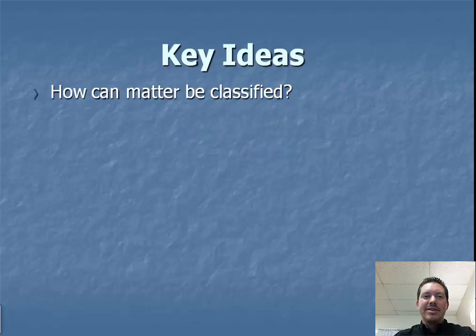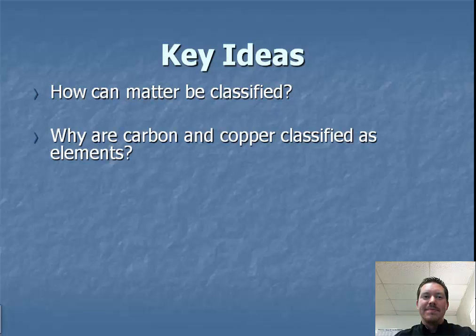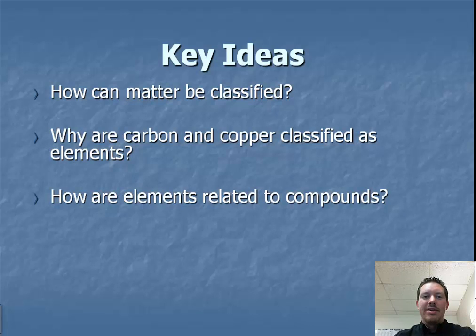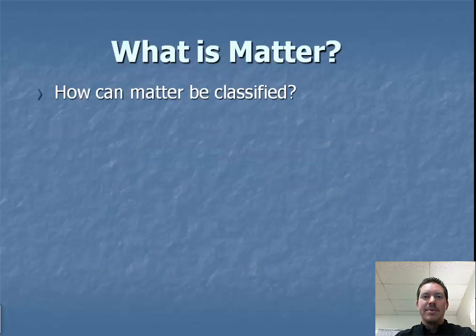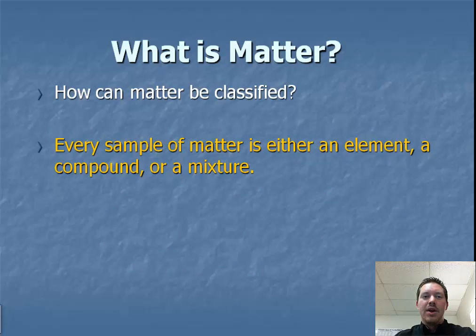So our key ideas: how can matter be classified? Why are carbon and copper classified as elements? How are elements related to compounds? What is the difference between a pure substance and a mixture? So what is matter, and how can matter be classified? Every sample of matter is either an element, a compound, or a mixture.